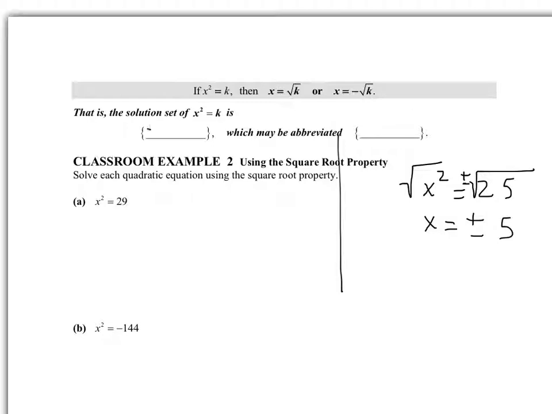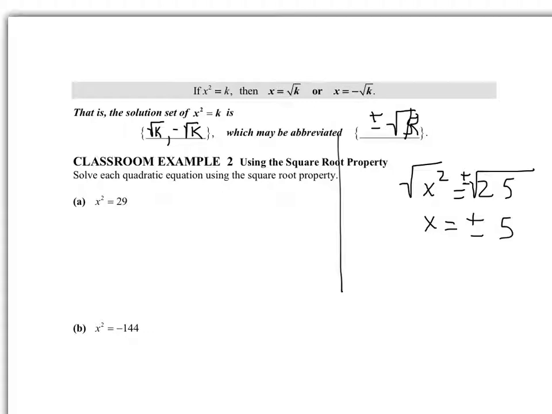X would either be a positive square root of k or a negative square root of k. And if you wanted to write it in a shortcut form, you could do it the way that I did when I wrote plus or minus 5. You can put the plus or minus in front of the square root of whatever number it is that you were solving.